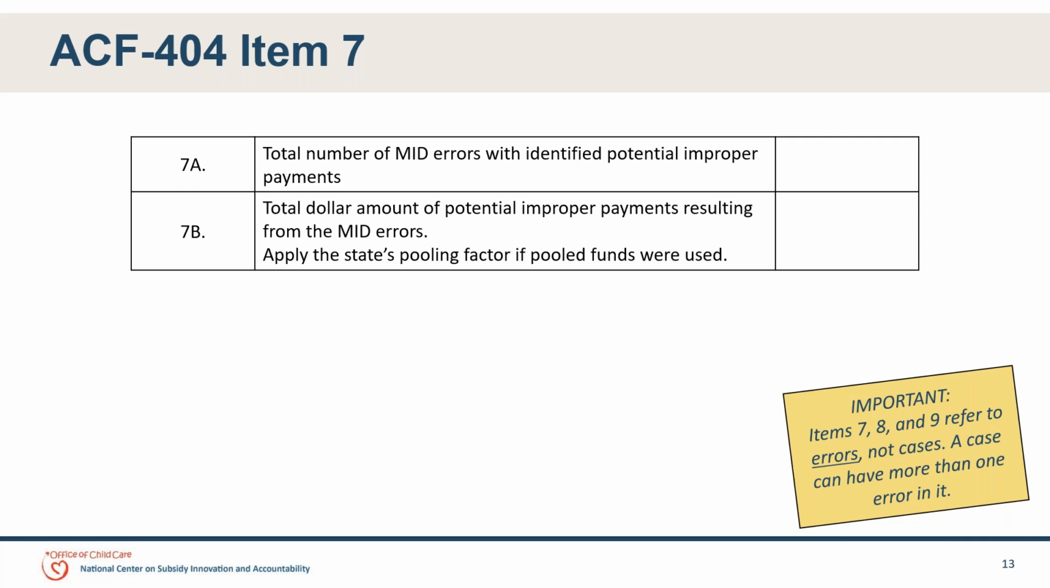All right, now we're going to get into a few additional items that dig deeper into missing or insufficient documentation errors. 7A asks for the total number of MID potential improper payment errors. So this is different from the last item. The last item asked about cases, the number of cases with a MID error. This is asking for the number of errors. So a case can have more than one error in it.